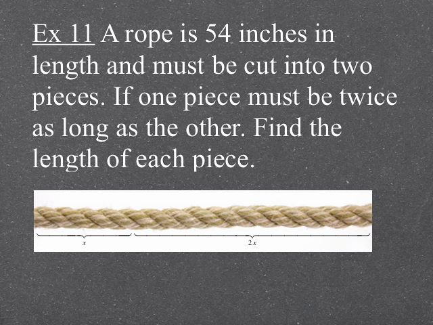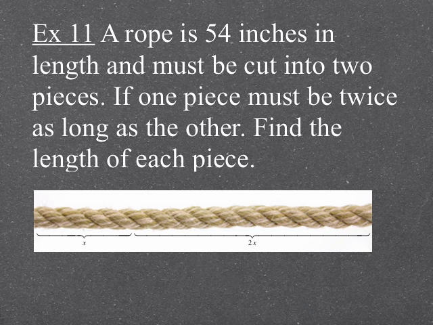If I cut it right near the front, then I'm going to say one piece is X, the other piece is twice as long, so it's 2X. So this serves as my key. This little picture is all I need for my key. It just helps me label my variables. Now what do I know about this rope? I know that the rope is 54 inches.